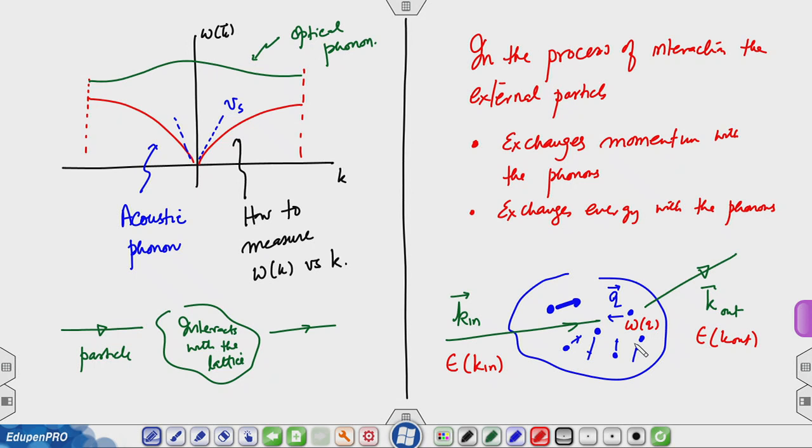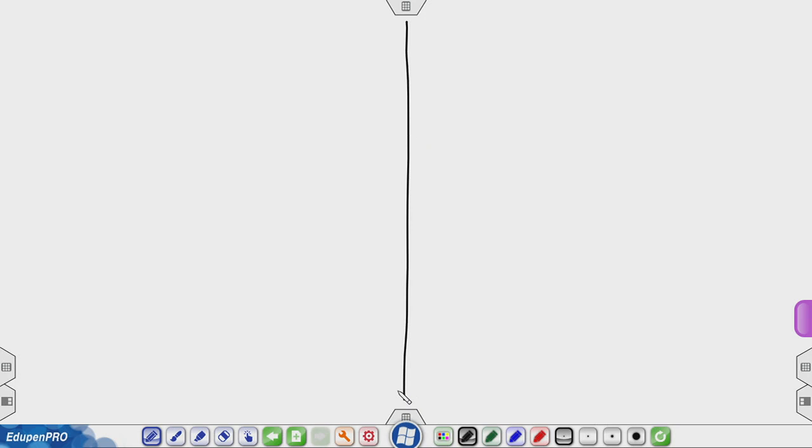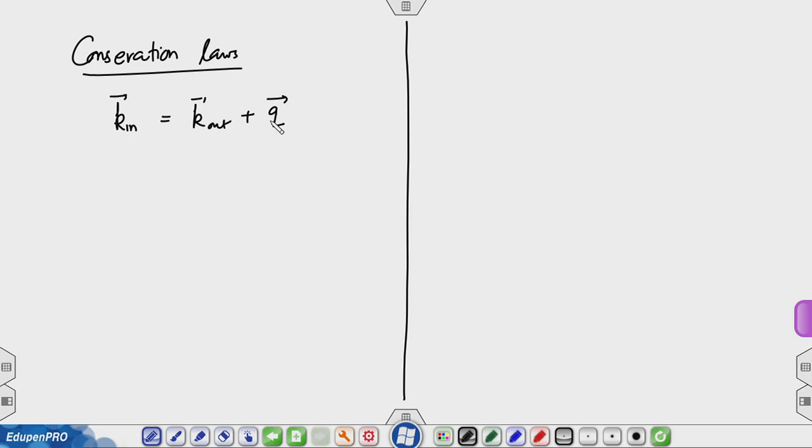The equations that I told you about in the previous lecture during these exchanges are the conservation laws. One is that k in coming in will be equal to k out plus q. That's kind of momentum conservation, if you like. And then we have epsilon k in, that the energy that comes in gets divided into epsilon k out plus h cross omega q, that is the phonon has been created. So these are the two conservation laws that have to be obeyed.